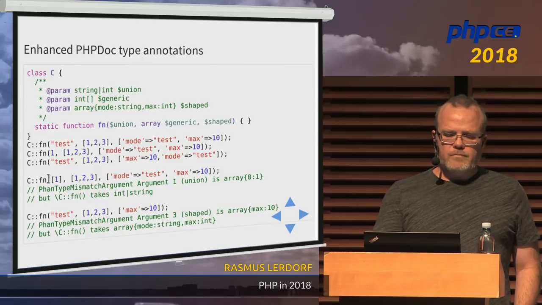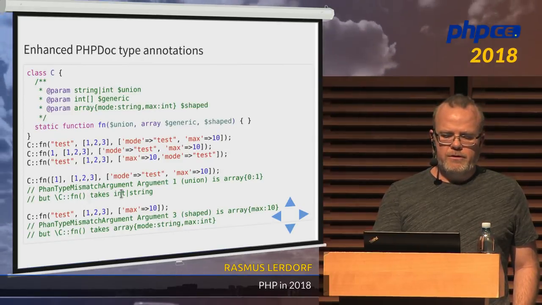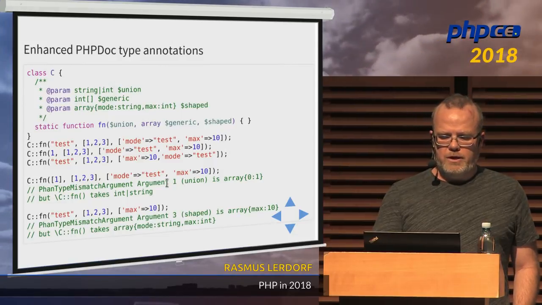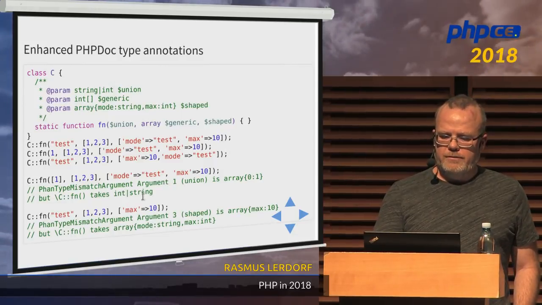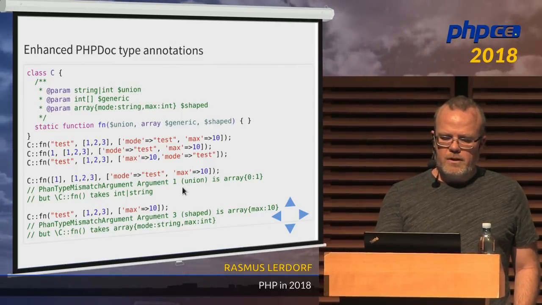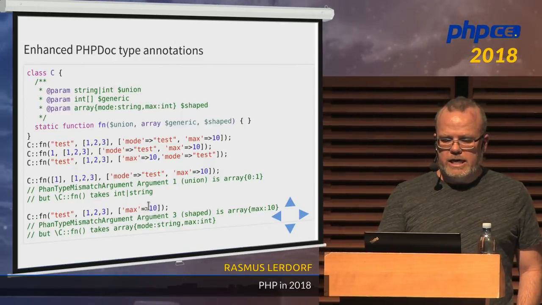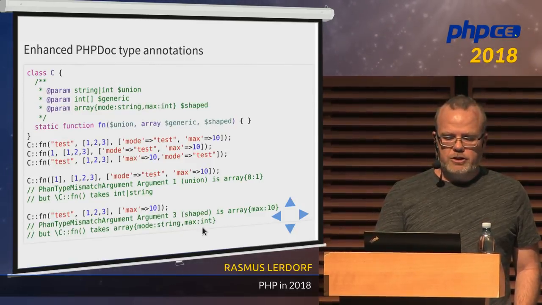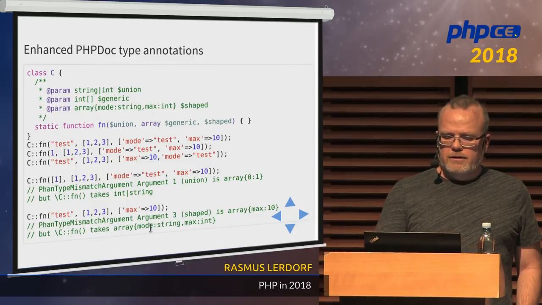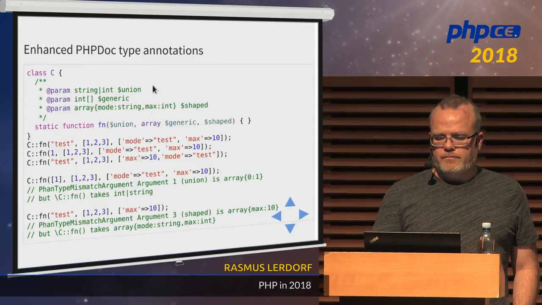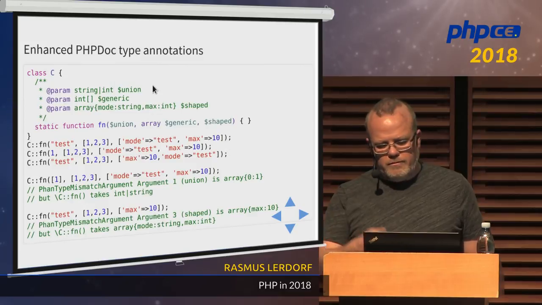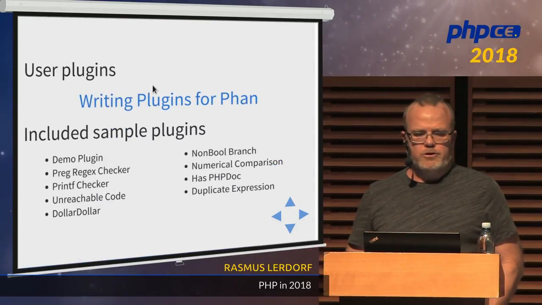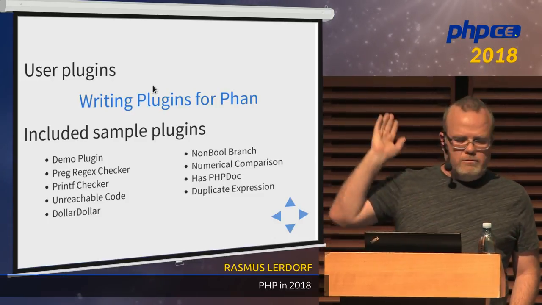But then here, I pass in an array to the first argument, and this is the FAN error I'll get, saying, hey, this first argument is supposed to be either an int or a string, but you passed in an array. And then here, I don't pass in the mode key in the array that I pass in, and I get a type mismatch again, saying, hey, this thing needs mode and max. So those are the types of things, and there are hundreds of things that FAN checks. That's just a very, very short subset of it. I could do a whole workshop on FAN.